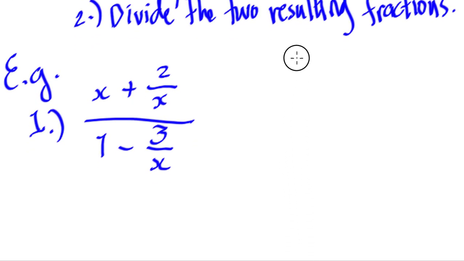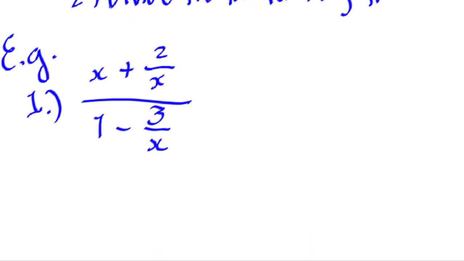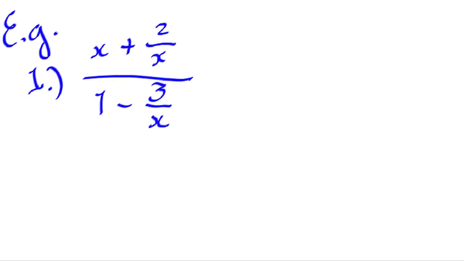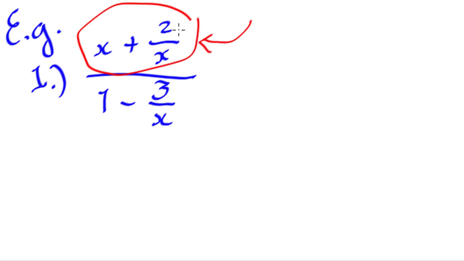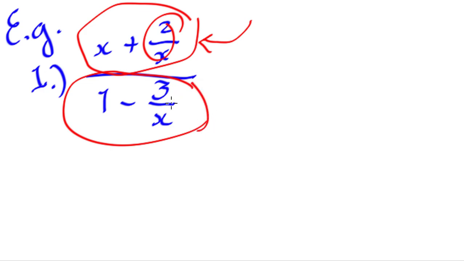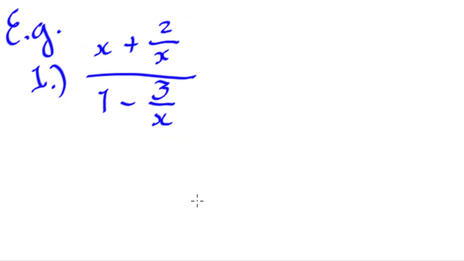For number one, we have x plus 2 over x, all over 1 minus 3 over x. We can see this is a complex fraction because in the numerator we have an expression which has a fraction, and also in the denominator part of the expression has a fraction, which makes it complex. As you can see, by the way it looks, it's kind of complex. So let's do this step by step and explain it in such a way that everyone can understand.